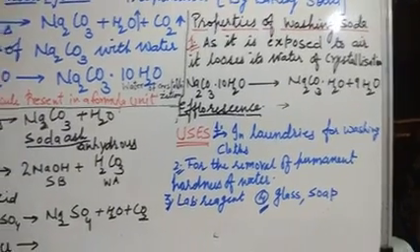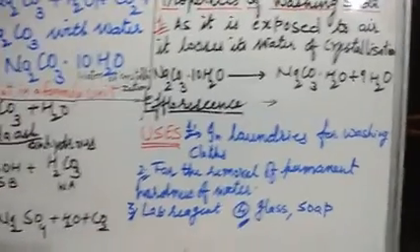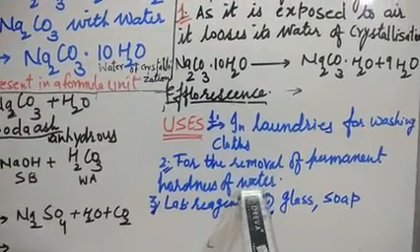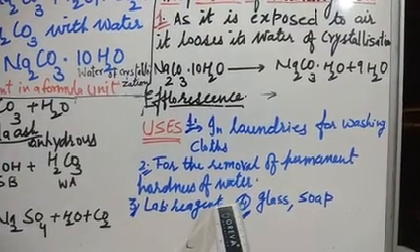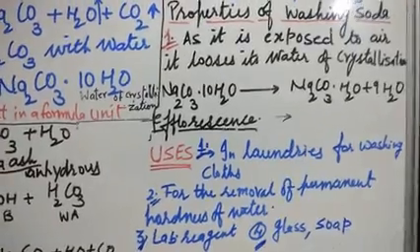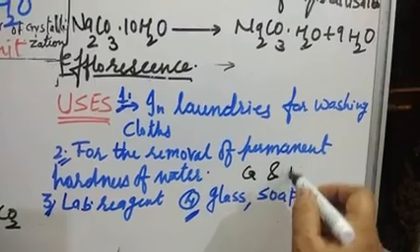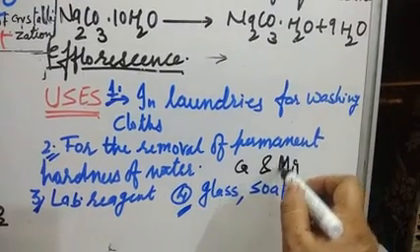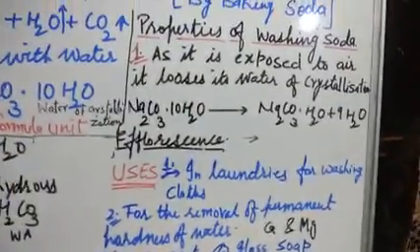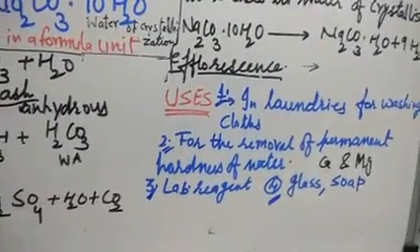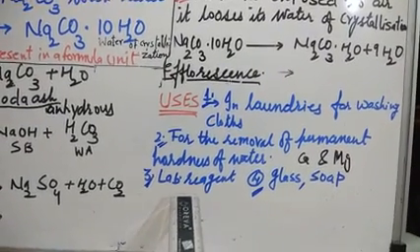So if a water is hard water, then this washing soda is used for the removal of those salts which cause hardness in water. And what are those salts? Salts of calcium and magnesium, students, which make the water hard. Okay, now the next use is lab reagent.